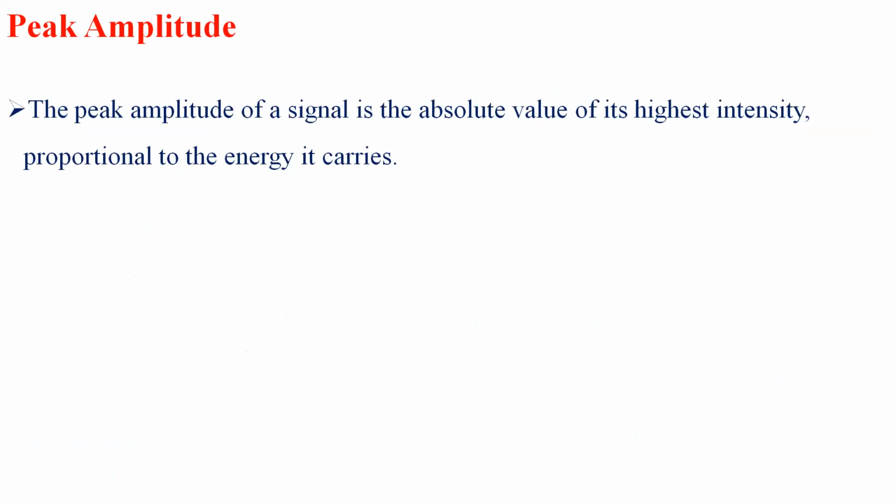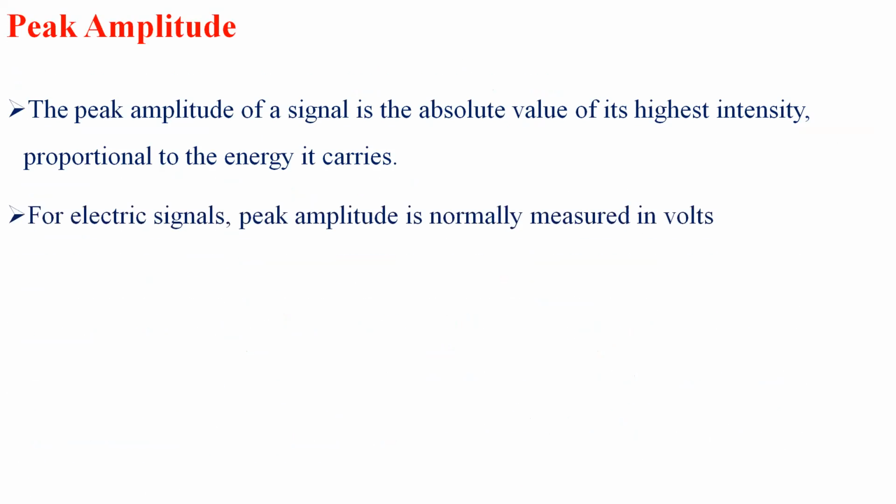Firstly, we have peak amplitude. The peak amplitude is the absolute value of its highest intensity, which is proportional to the energy it carries. For example, for electrical signals, the peak amplitude is normally measured in volts. So the SI unit of peak amplitude is volts.